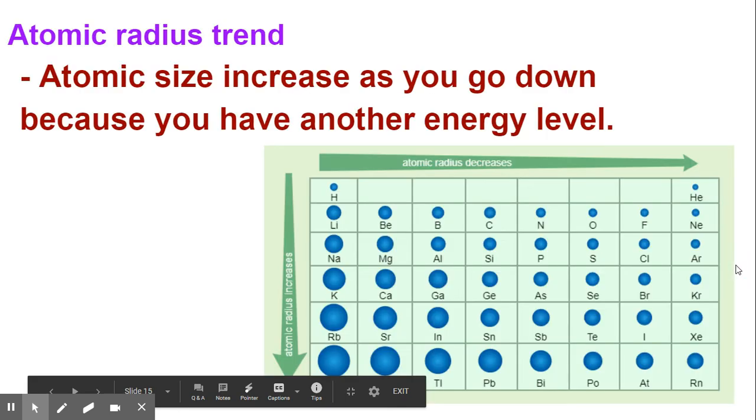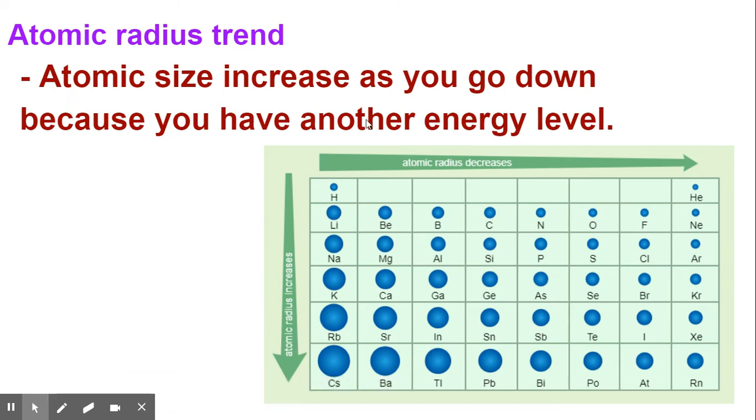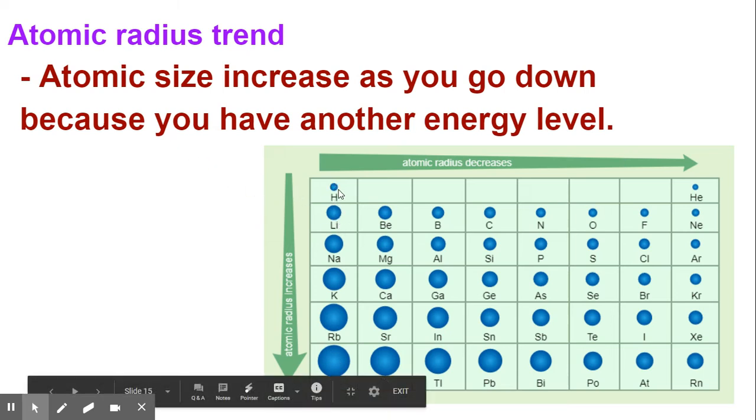Okay, let's go ahead and look at these trends. So first, we've got to understand why atomic size increases as you go down. When we go down, as we can see in this chart, things get bigger. So let's go over why.